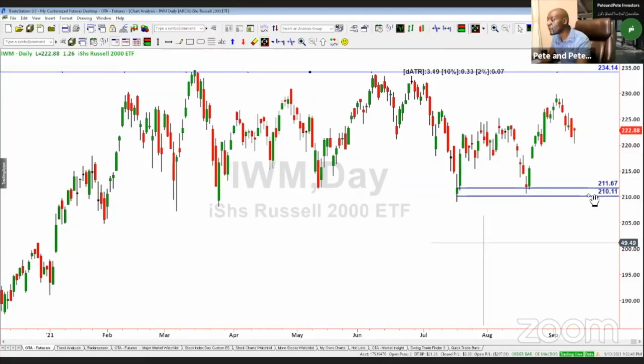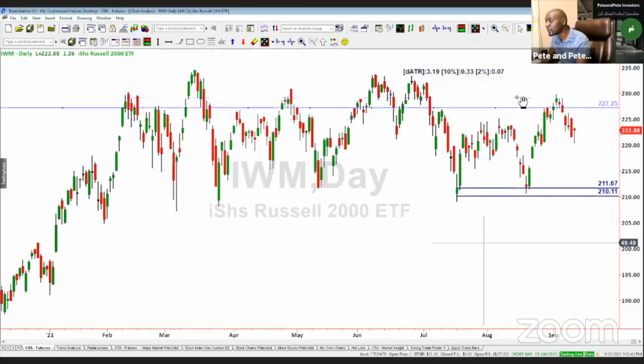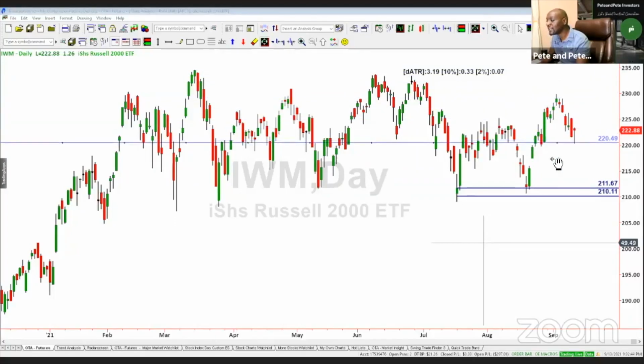So it didn't quite get there again. It only came to 220. But we do have it marked down here. If it does drop, remember September and October are very volatile. It might drop to that zone. You should be ready. And at that point, you figure out, what am I trading on IWM?